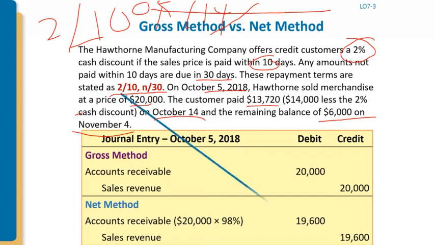So let's see. There are two different methods, the gross method and the net method. Under the gross method, we have recorded the entire 20,000: accounts receivable debit and sales revenue credit. Okay. And for the net method, we have recorded the accounts receivable at the net amount. Net means that we have subtracted the 2% discount from the 20,000, meaning 98% of the 20,000. So that is 19,600. Okay.